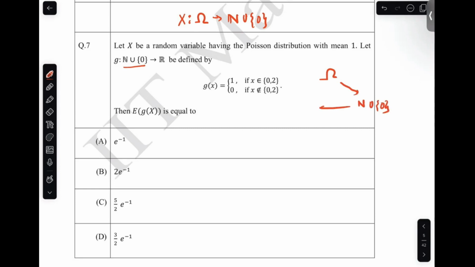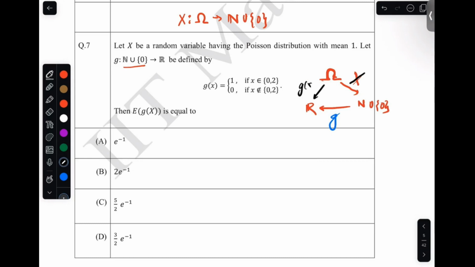And then there is the real numbers. So from sigma to natural numbers union 0, x is a function, right? And from natural numbers union 0 to R, g is another function. So therefore, g of x is nothing but a function from sample space to real numbers. It's also a random variable. So x is a function that is taking sample space values to natural number values, union 0 values. g(x) is a function which is taking natural number union 0 values to real number values.